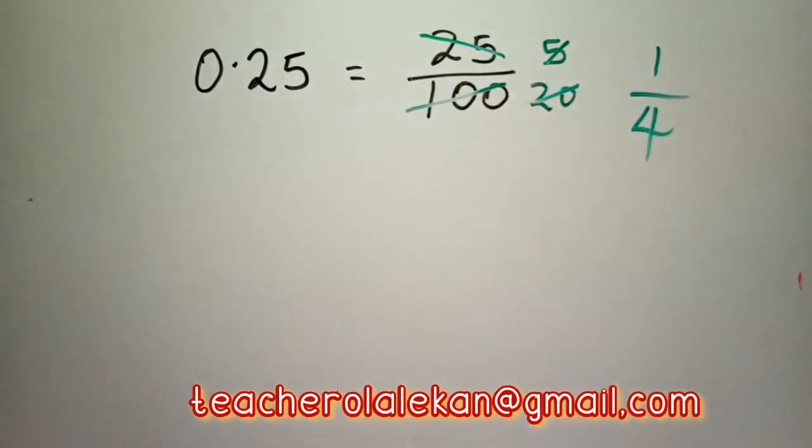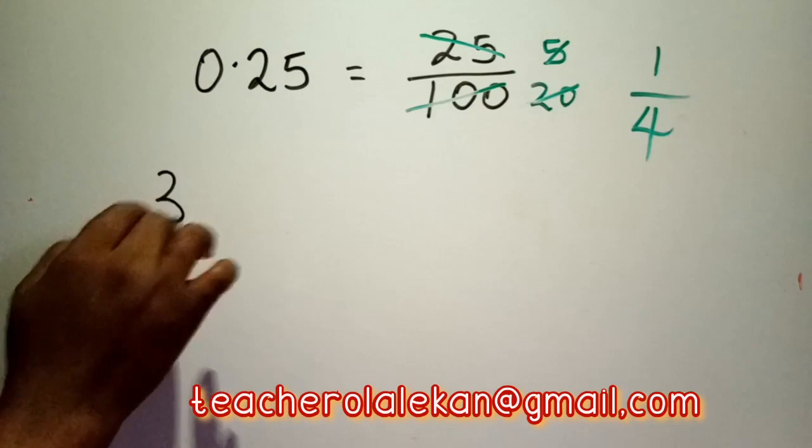So that means 0.25 is 1 over 4. 0.25 is equal to 1 over 4. That is a quarter in fraction. So let's have another example.